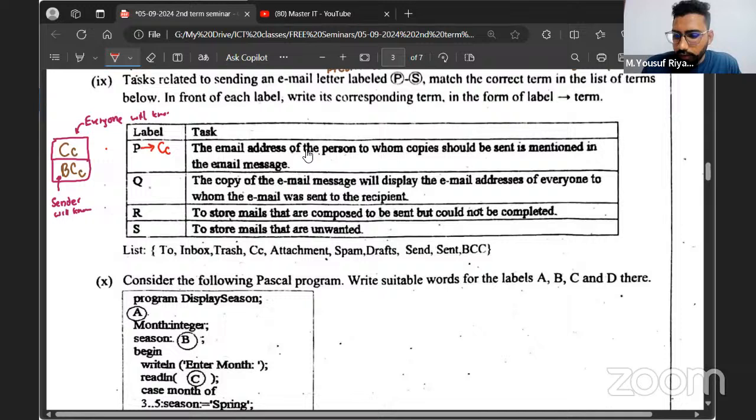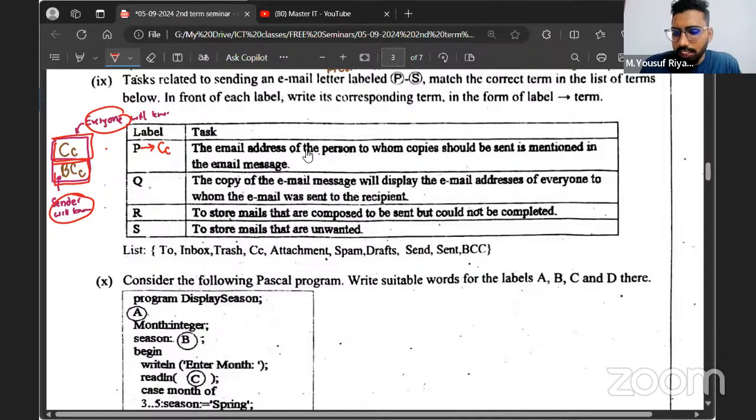Can we send to multiple people like that? Yes, you can have multiple CC and multiple BCC as well. Can BCC see the CC? Yes, CC can be seen by everyone. Everyone means the BCC, the CC, the main receiver and the sender can see. Everyone can see that they have got a copy. But for BCC, only the sender will know that they got a copy.